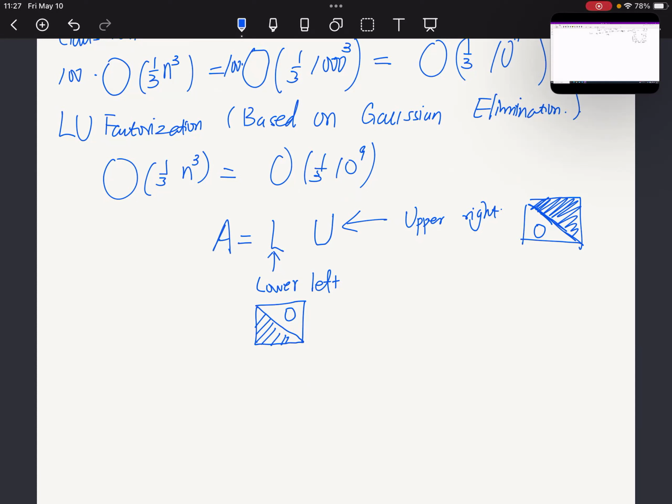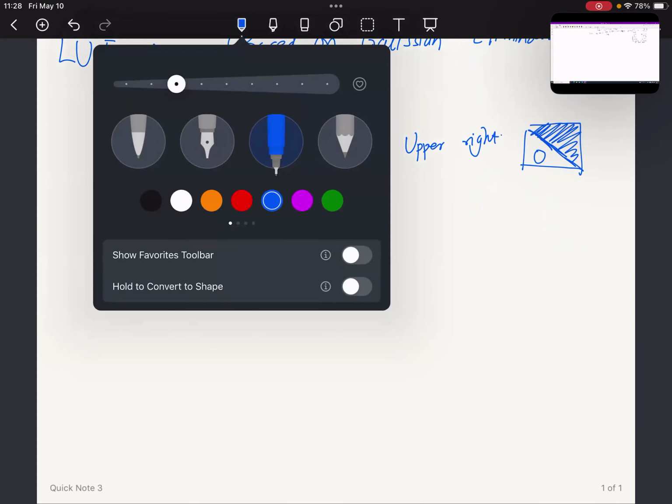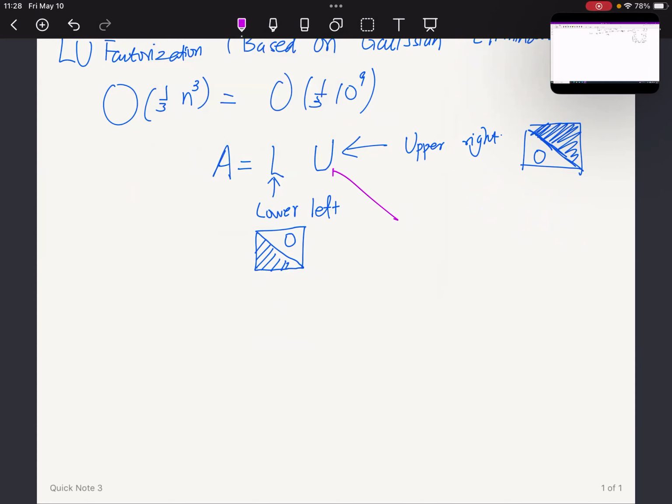Now I'll just give you one example to see how to record the information in the Gaussian elimination. So let's see one example. This one is the result, this is the results matrix after the Gaussian elimination.